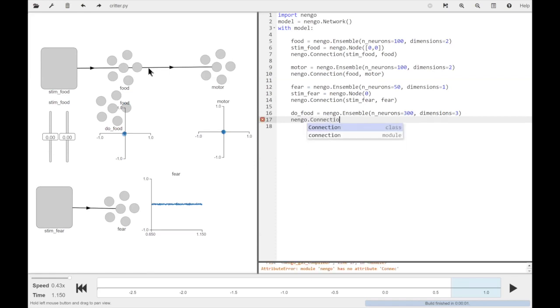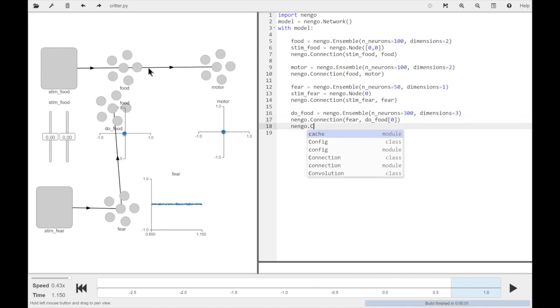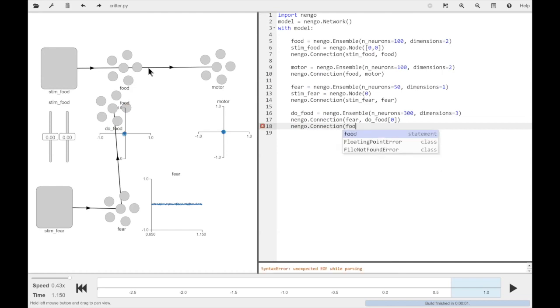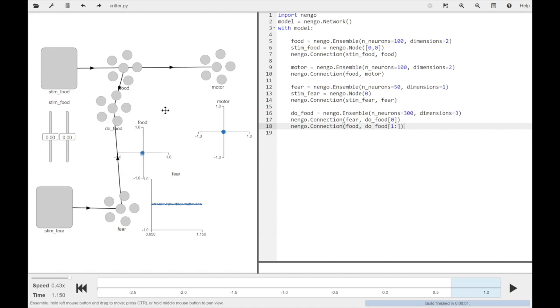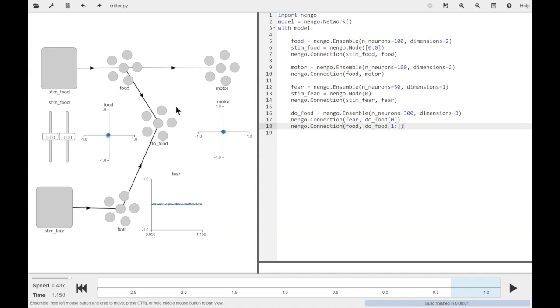And if I connect the fear to the first of those dimensions, and I connect the food to the other 2 dimensions, this is now a 3-dimensional population. Now when I make a connection from do food to motor, I can compute the function that I want to do. It's a little bit weird.